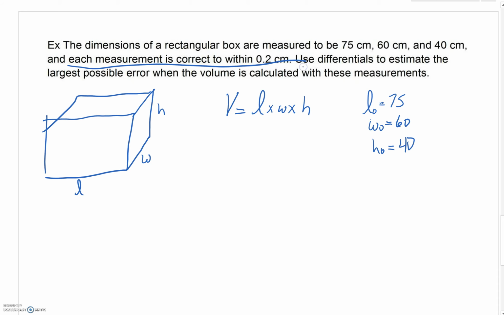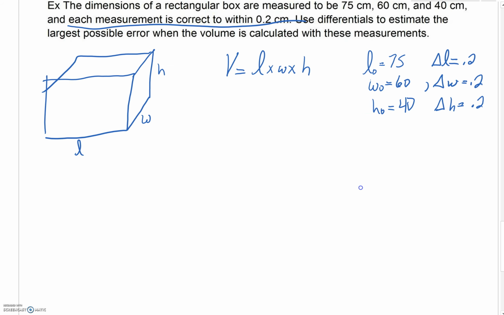Each measurement is correct to 0.2, so delta L would be 0.2, delta W would be 0.2, and delta H would be 0.2. Delta and d are one and the same, so dL, dW. So we'd like to get an approximation for the largest possible error that we could have.